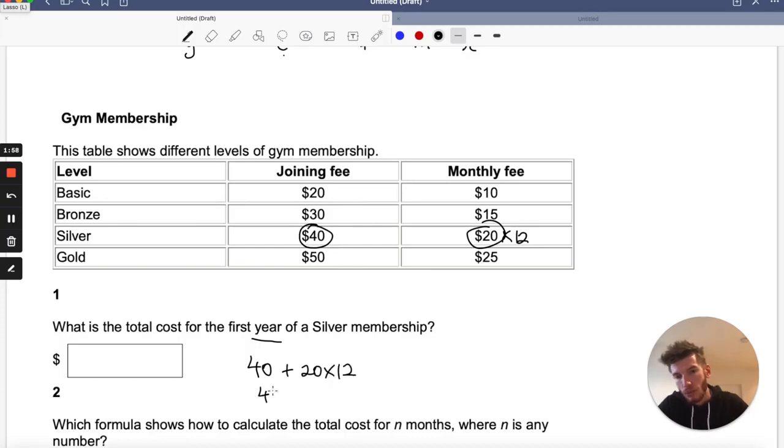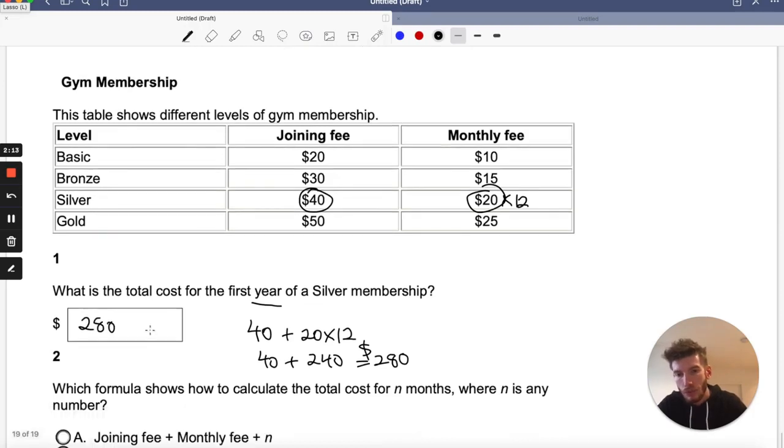And so when we do that, and obviously you could potentially use the calculator on this one as well if it's available to you. So here we get 240, and therefore it's going to cost $280 for the full year. And then that's the answer.